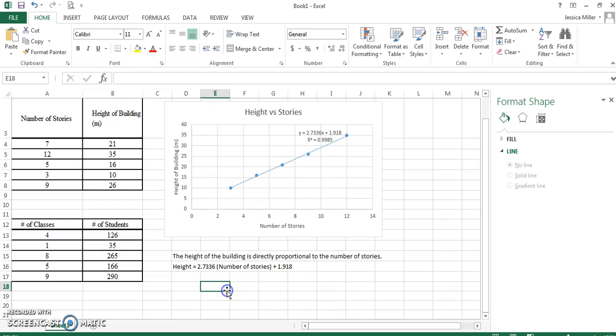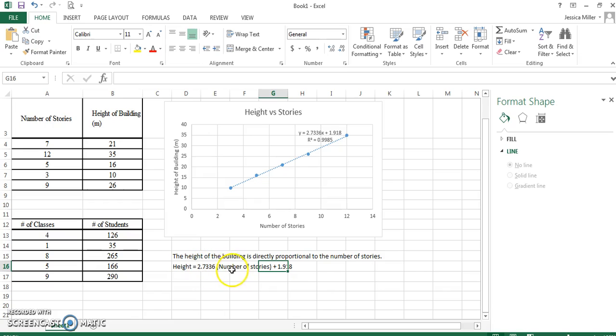So this is saying that if I wanted to know the height of the building, I multiply this number by the number of the stories and then add this 1.9. So this 1.9, or approximately 2 meters, is saying no building is going to be below 2 meters, and that makes sense. Okay, it's going to have some height if it's a building.